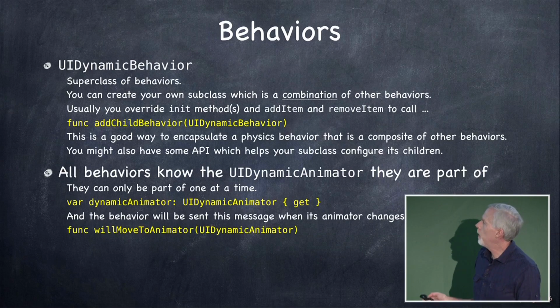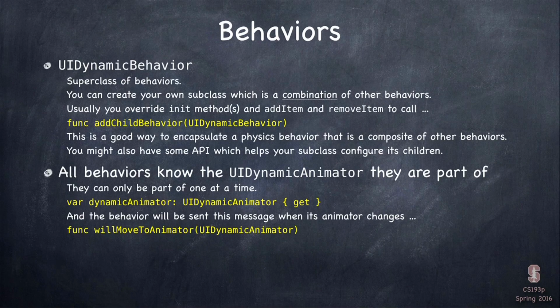One thing that's cool about UIDynamicBehavior is it has a var called dynamicAnimator, which will get you the UIDynamicAnimator that this behavior is in. Because remember, we add behaviors to dynamic animators. It's like the second slide I showed you. So you can find out what it is. And in fact, it'll even tell you if you move to an animator. That's usually the animator being taken away from you because they want to stop animation, or added back to you to continue animation. So that's a good way to find out that that's happening.